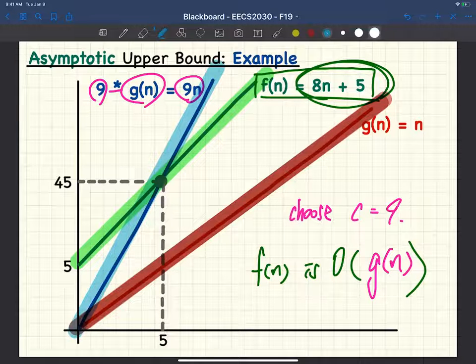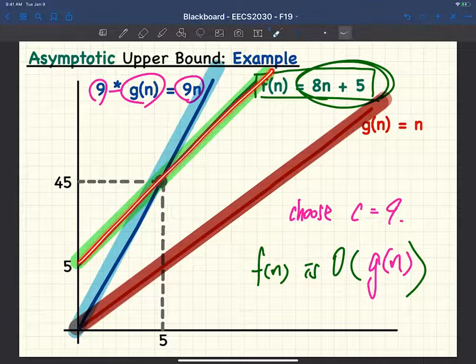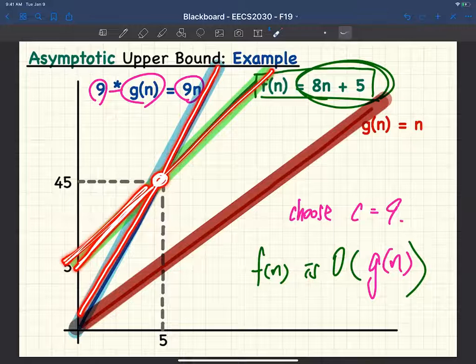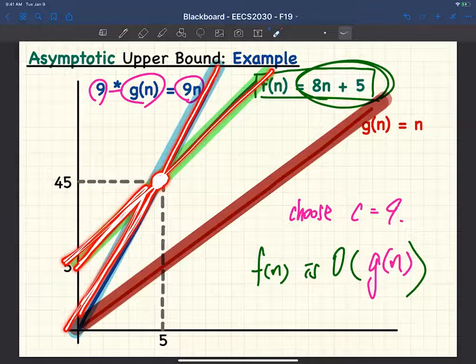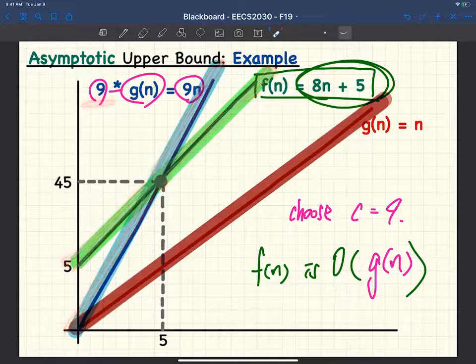Okay, so now let's focus on these two lines. The first line is the original algorithm over here. The other one is g of n multiplied by the multiplicative constant we have chosen. And now look at that over here. Before this particular point, you can see that f of n is larger than g of n. So this is not where the upper bound effect starts, but it will start beyond this particular point. Because beyond this point, g of n multiplied by 9 is larger than or equal to f of n for every input size. So that's where the upper bound effect occurs.